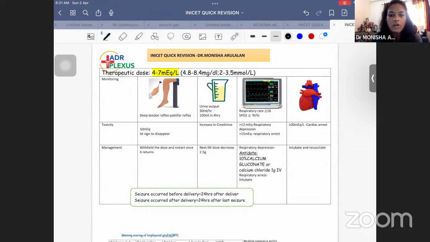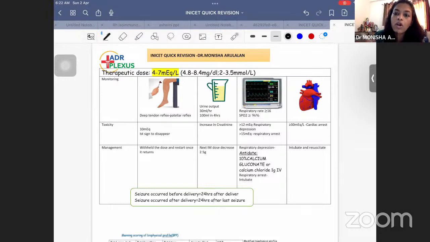toxicity. When I talk about toxicity: what is to be monitored when you are giving magnesium sulfate, how is the toxicity reflected, and what is your management? The simple table explains everything. What is the therapeutic dose? It's 4 to 7 milliequivalents per liter. In milligrams per deciliter, it's 4.8 to 8.4. When you're talking about millimoles per liter, please read what is given in the option, whether it's in milliequivalents per liter, milligrams per deciliter, or millimoles per liter. That's why I have written all three forms of the values here.